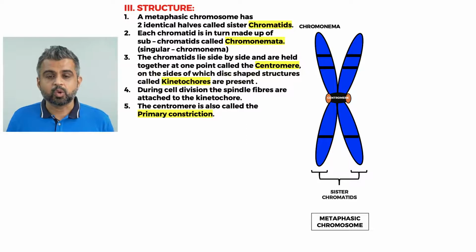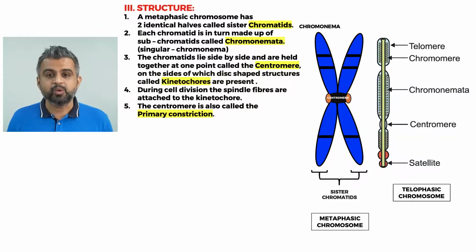The centromere is also called the primary constriction. So the basic idea is that if you were to see a chromosome, you will notice that the area where the centromere is present, there is a slight constriction. It is like a groove. So that area where you have constriction, the main one will be the centromere. So the centromere can also be called the primary constriction. Now this is very clear and apparent when you speak about a telophasic chromosome.